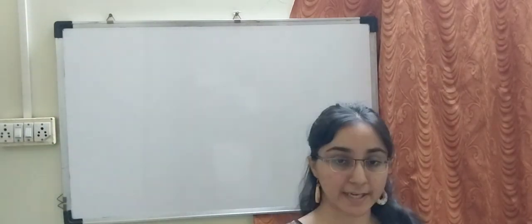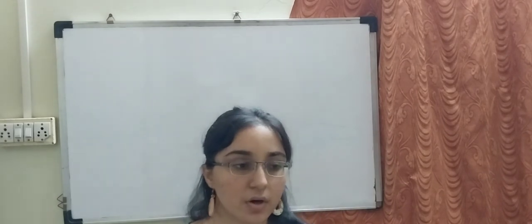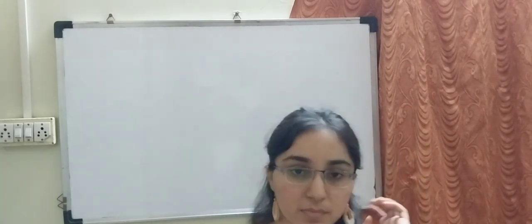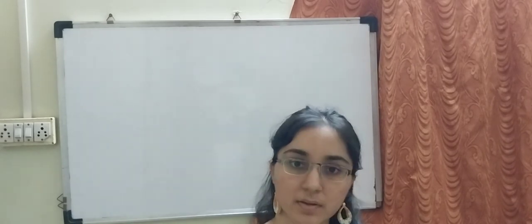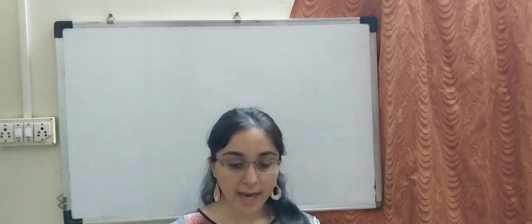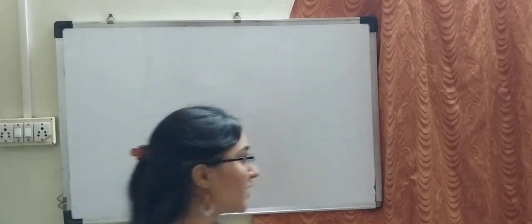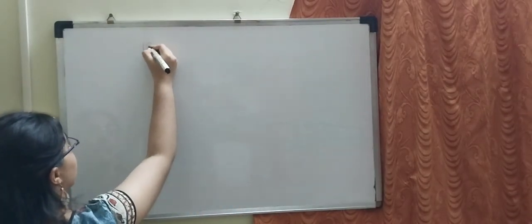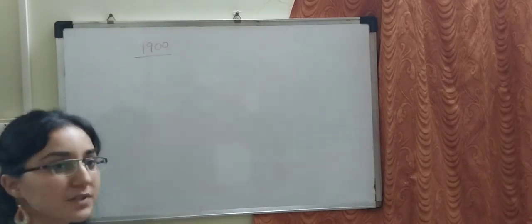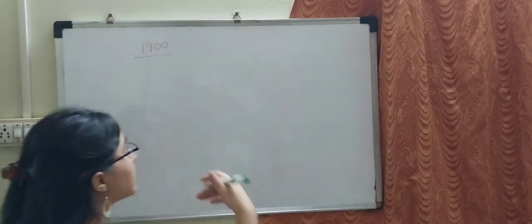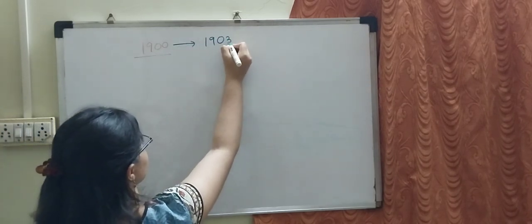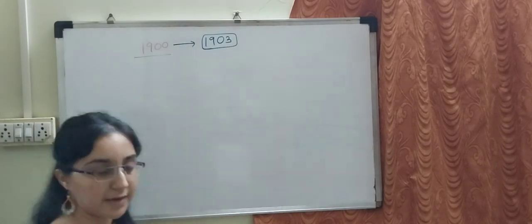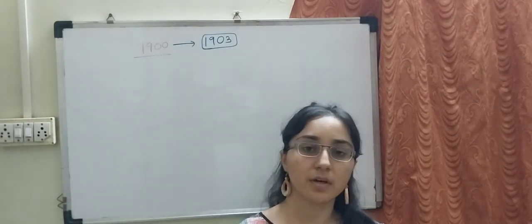Okay, now I will speak in detail about the chromosome. The discovery of the chromosome occurred after the field of genetics was understood by the scientists during that time. After 1900, the genetics was understood, okay. And after that, in 1903, the chromosome theory was given.